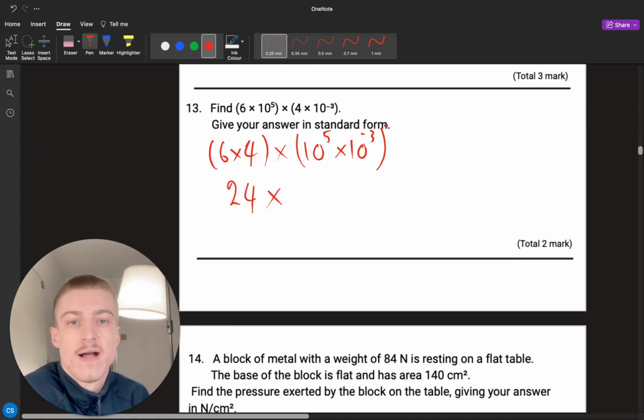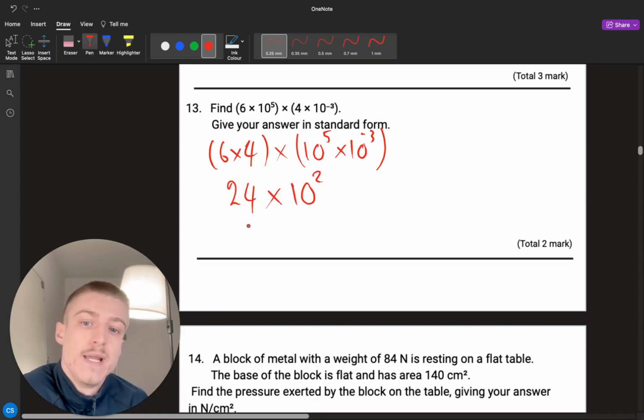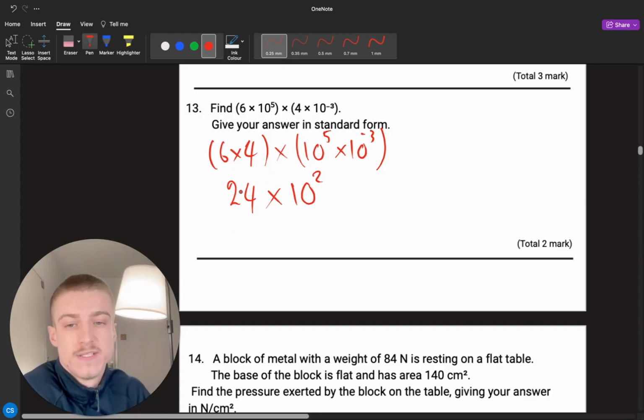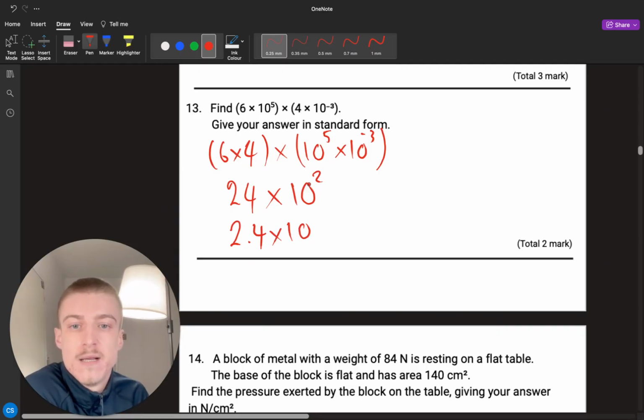So we've got 5 plus minus 3. 5 take 3, which is 2. So 24 times 10 to the 2. Now, is this in standard form? No, it is not, because 24 is greater than 10. We have to have this number here between 1 and 10. It can include 1, it can't include 10. Because if it includes 10, we can just take another 10 out and increase that power. So that's what I'm going to do. 2.4 times 10, and we're increasing this power because we've taken 1 here. 3.